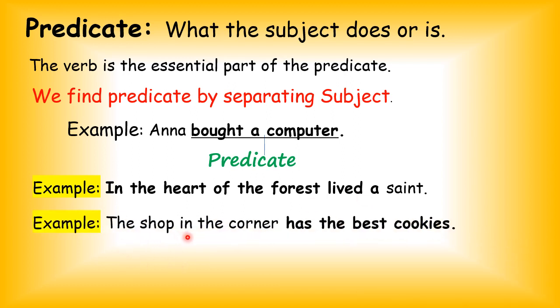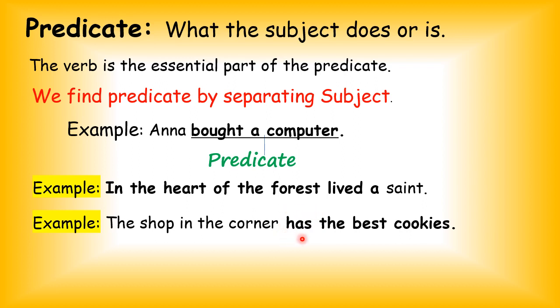Let's take one more example. The shop in the corner has the best cookies. Now, children, separate the subject. We are talking here about what? The shop. Which shop? The shop which is in the corner. So this is the complete subject. The shop in the corner. After separating this part, what is left? Has the best cookies. So has the best cookies will be the predicate. Has is a verb, a helping verb.